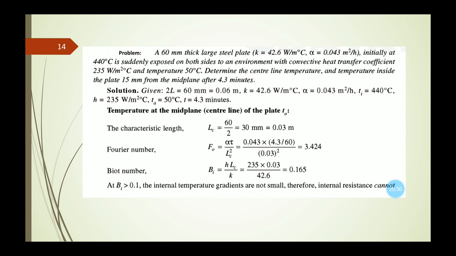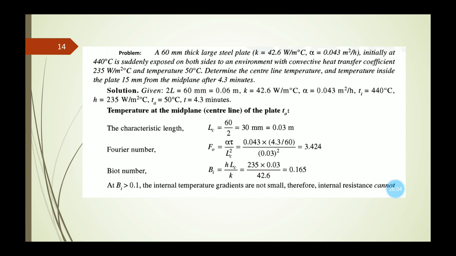Now the Fourier number can be calculated using the formula alpha tau by LC square. In this case, alpha, that is the thermal diffusivity, is given in the question as 0.043. The value of tau, that is the time, is given as 4.3 minutes. And LC, the characteristic length, we have calculated just now, that is 0.03 meter. Putting all these values in the formula of the Fourier number, we have calculated its value as 3.424.